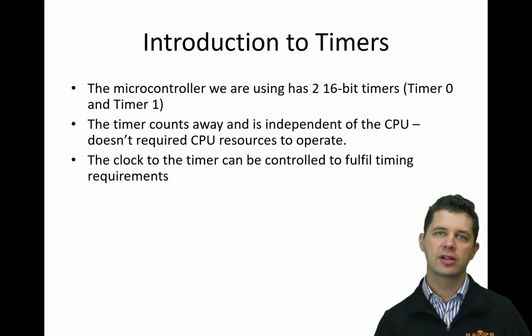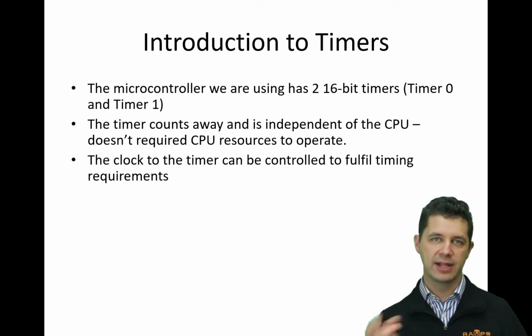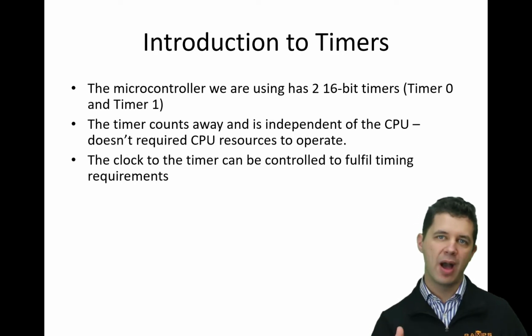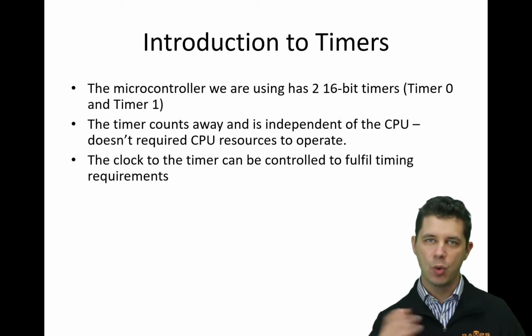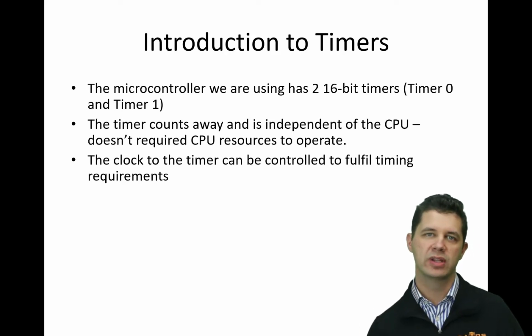Once we set it going, it goes. We have a clock to the timer and we can control that to fulfill our timing requirements. So we can change the clock and say, let's divide the clock by 8 or let's slow the clock down, or whatever it happens to be. We can choose which clock we use within our CPU.